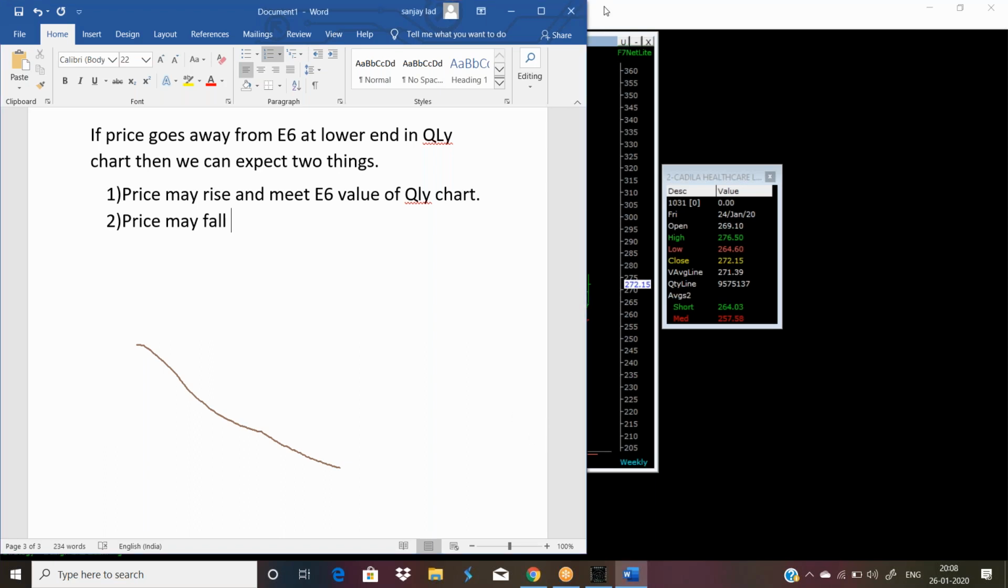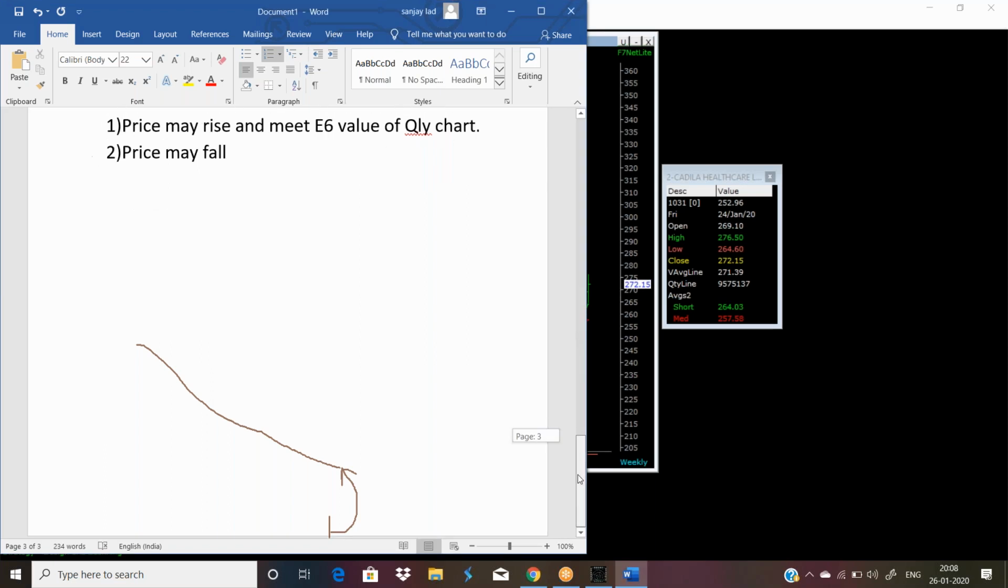And price is quite away from E6 value. And you expect that price should rise and meet E6. Or another expectation is that price may fall. Another expectation is that price may continue to fall.